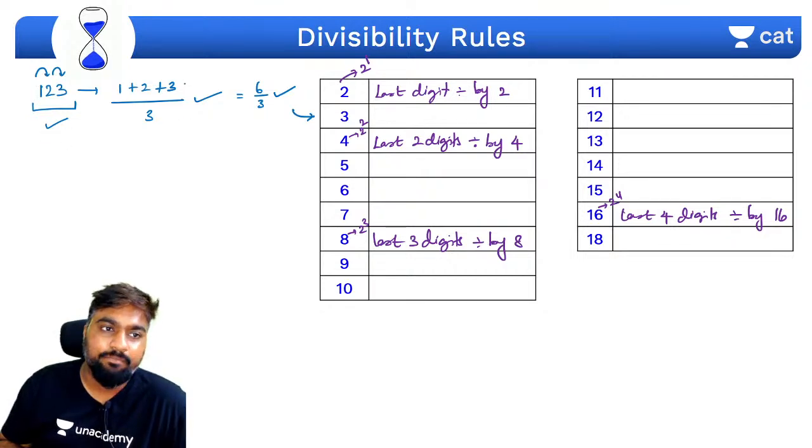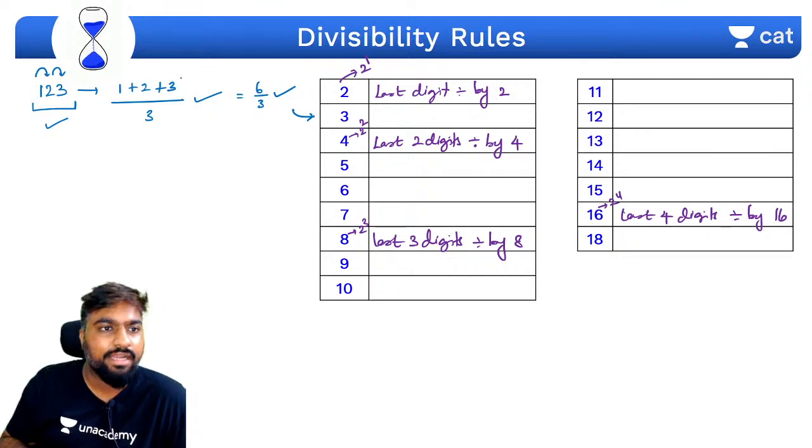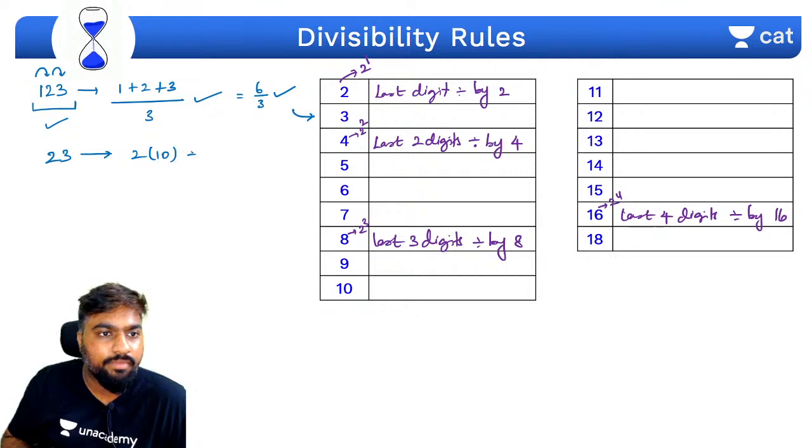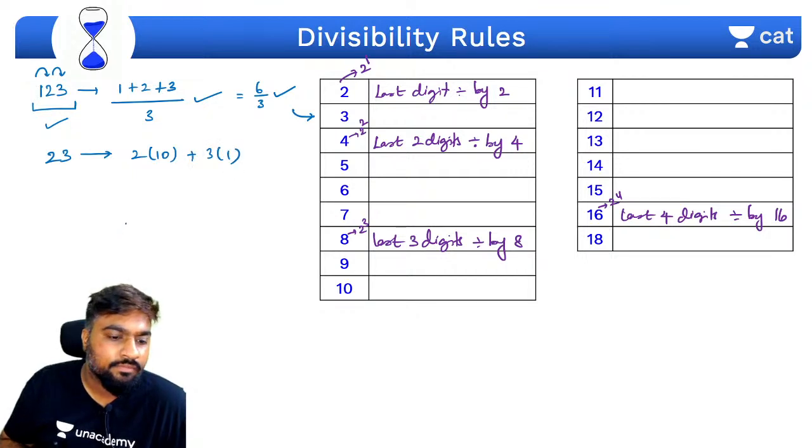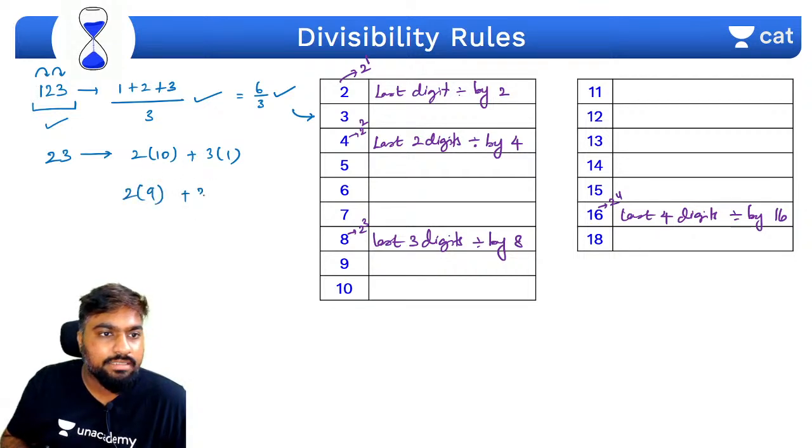Yes, digital sum. Now why do you go for the digital sum? Again, very simple. Even if you take a smaller number like 23, look at this. 23 can be written as 2 into 10 plus 3 into 1. So you know that 2 into 9 will be divisible. 2 into 9 is divisible by 3, agreed?